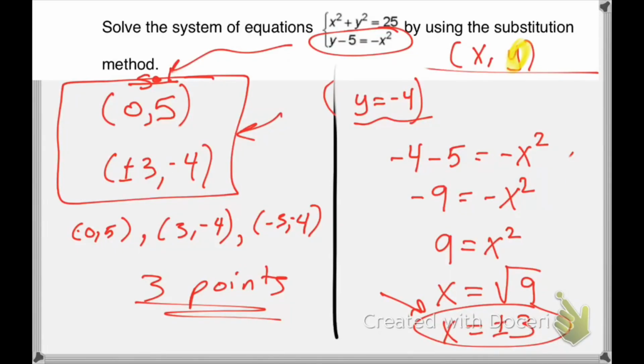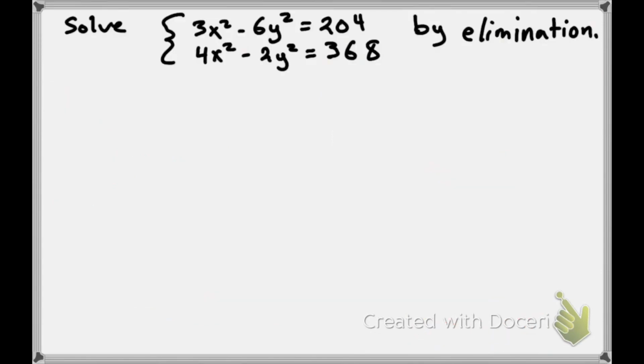Alright, let's go and look at how to solve a system of equations by using elimination. I prefer this method, but it might not always be the easiest way to do it. So here we have 3x squared minus 6y squared is equal to 204. Now our second equation, 4x squared minus 2y squared equals 368.